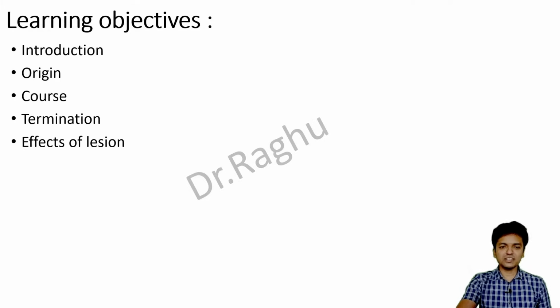So let's understand what the learning objectives for the pyramidal tract are. Let's have a brief introduction, and then see the origin, course and termination of the corticospinal or the pyramidal tract, and then see the effect of lesion. What is going to happen if there is a lesion, how the patient is going to present to us if there is a lesion of the pyramidal tract.